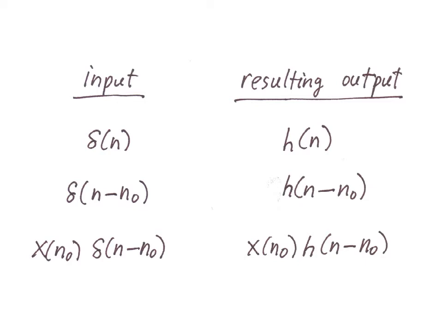The third relationship here is take the second relationship multiplied by a constant, that constant being the value that sequence X has at sample n0. The resulting output will be scaled by the same factor. So this is a result of linearity of the system. When you scale the input by some constant, the output scales by the same constant.